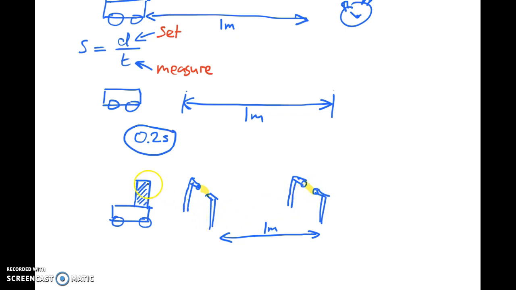So let me say that again. When this piece of card goes into this beam, it starts the timer, and when it goes through this beam, it stops the timer. If we set these 1 meter apart, then essentially we're timing very accurately the time it takes the trolley to go between the two points. In a setup like this, the light gates can have a sensitivity of up to hundredths or thousandths of a second.